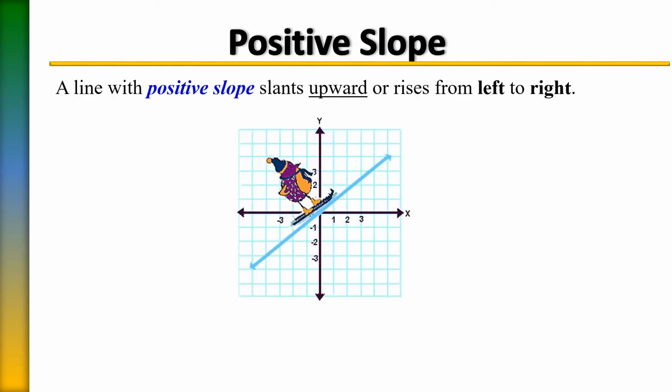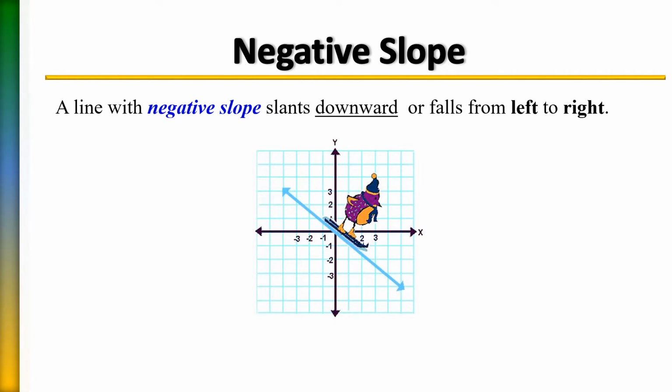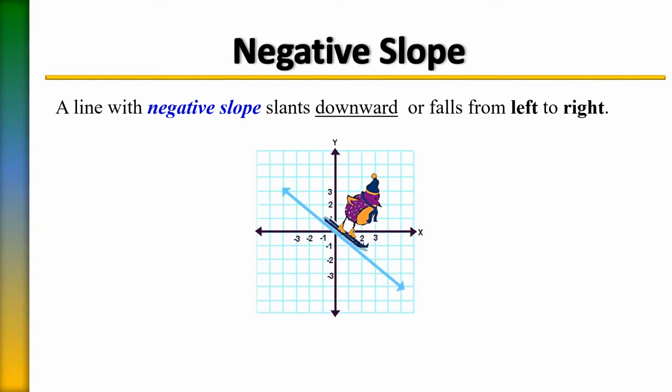A line that rises or moves upwards from left to right is a positive slope. A line that falls from left to right, that slants downward, is an example of a line that has a negative slope.